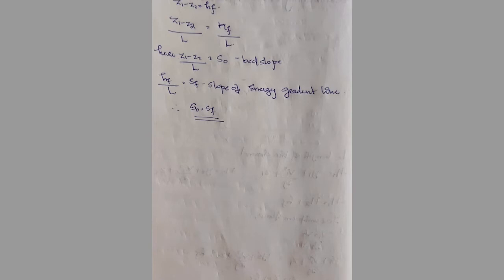Now, by dividing both the right hand side and left hand side with the length of the channel, we get (Z1 minus Z2) by L is equal to HF by L. Here, (Z1 minus Z2) by L is equal to S0, that is the bed slope, and HF by L is equal to SF, that is the slope of energy gradient line. From this, we get S0 is equal to SF.